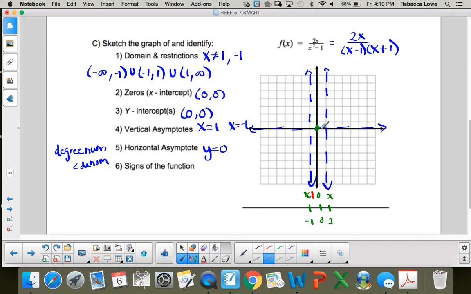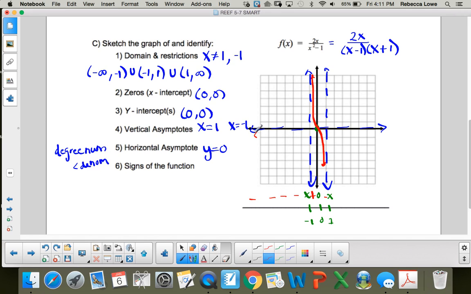Then you pick another x value that's between 0 and 1, and you plug it in, and you see what the output is, and it's negative. So that means the function has to look like this. It's going to be positive, it's going to come over, it's going to cross at 0, and then it's going to continue down. Now we need to look to the left of -1. So again, you pick some x values to the left of -1, and you see what's the sign of the function, and these are all negatives.